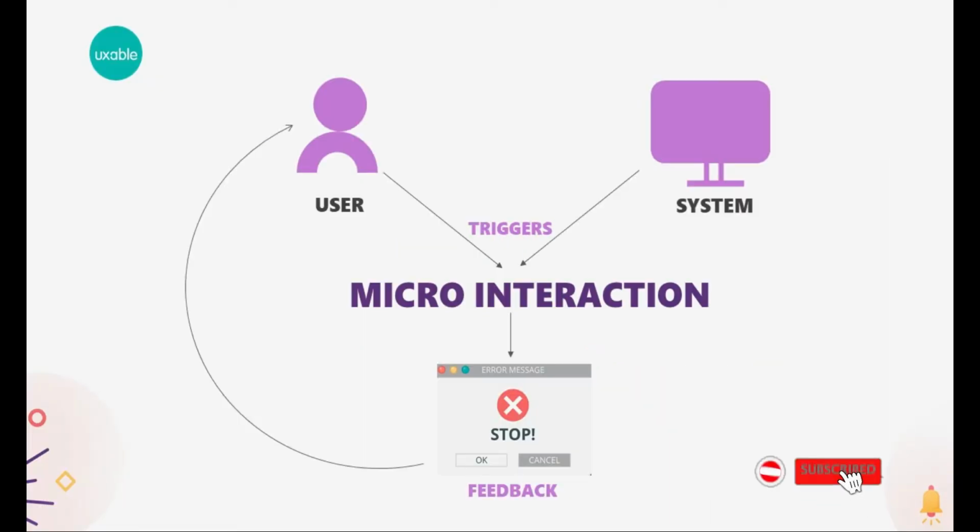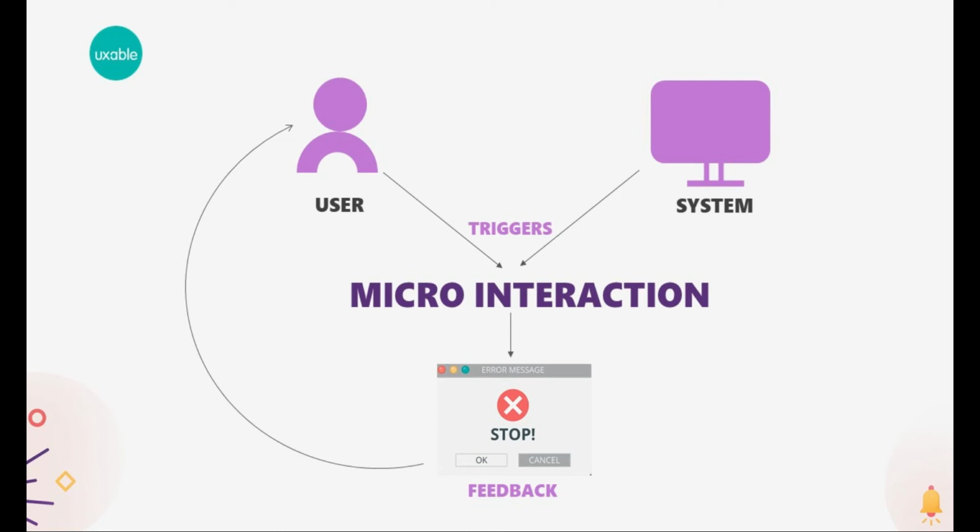To better understand what micro-interactions are, let's look at the process flow of micro-interactions. Micro-interactions are either user- or system-triggered, and as a result, feedback is communicated to the user by a small change in the UI. In this diagram, there's a user on the left-hand side and a system on the right-hand side.